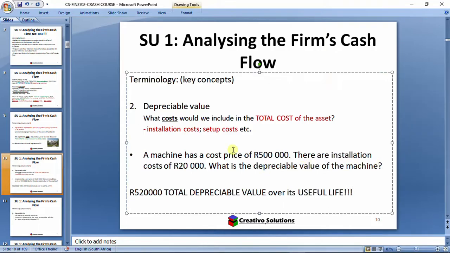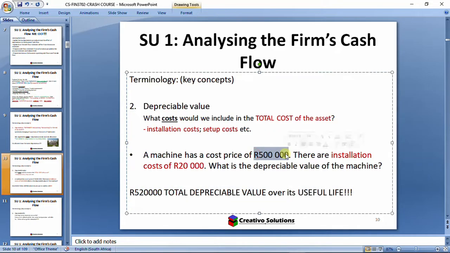The nice thing about depreciation is it applies to assets, and those assets can have potential expenses that are attached to them. Installation costs, that's an operating expense, but it's an operating expense that relates to an asset, and I can't use the asset if it's not installed. So when I'm looking at the depreciable value, you will be allowed to include any additional costs that are incurred when getting the asset into its useful state. So 520,000 would be the total depreciable value, not the 500,000.